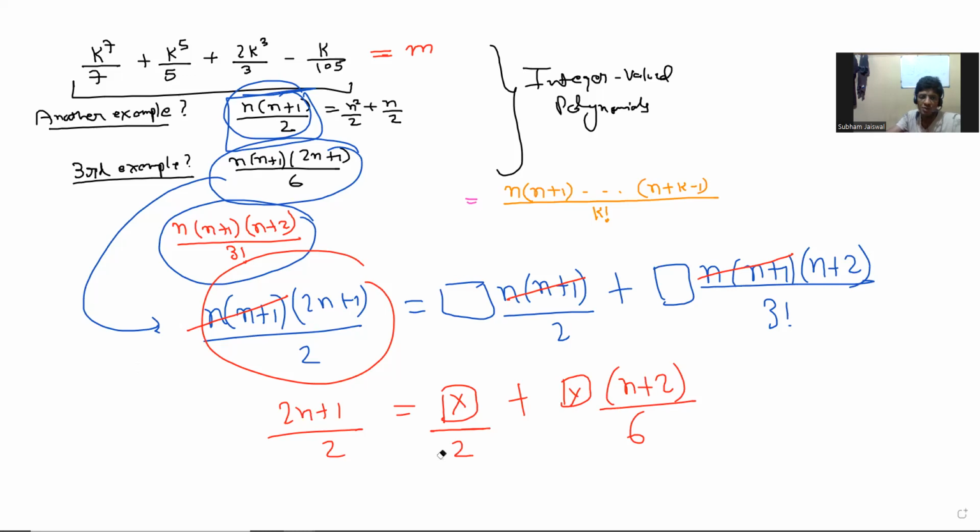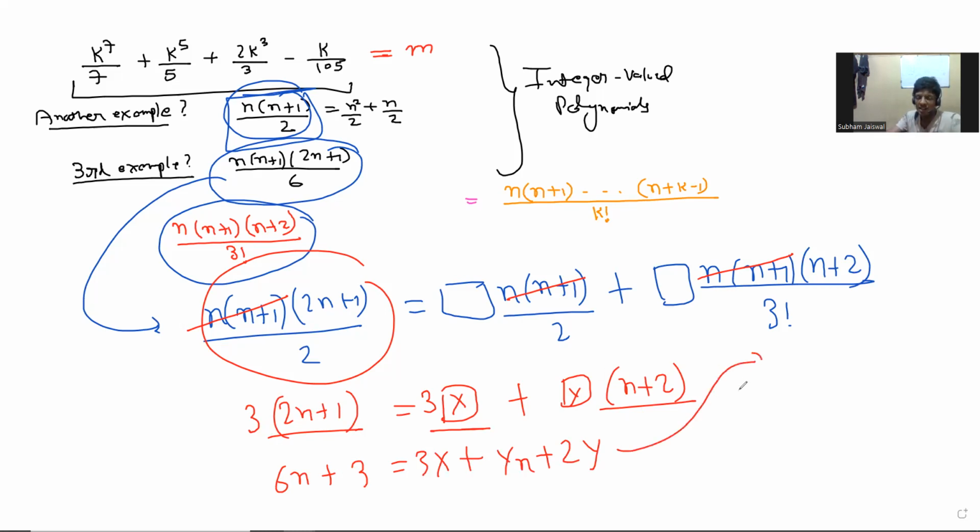Yeah. So just cancel this 2, 2, 6. This will become 3, 3, 3, right? Yeah. Then we get 6n plus 3 equal to 3x plus yn plus 2y. Yeah, so what should the x and the y be? Just because it's true for all n, right? Just put n equal to 3, 4, whatever you want, and find the x and y, right? So just try to find, just tell me what the x and y should be. Okay, maybe don't put 0 and 1, 0 and minus 1.